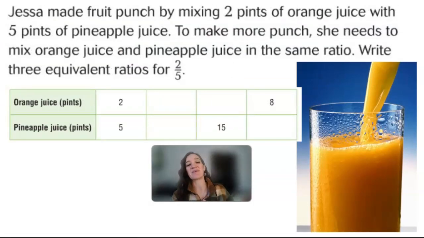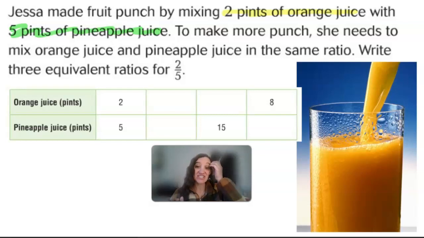Jessa made fruit punch by mixing 2 pints of orange juice with 5 pints of pineapple juice. She worked really hard to figure out the perfect ratio. She didn't want it too sour, but she wanted a little bit of kick, right? So she figured out that if you do 2 pints of orange juice and 5 pints of pineapple juice and mix them together, it's beautiful. Okay, I'm not usually a punch person, but this is delicious.